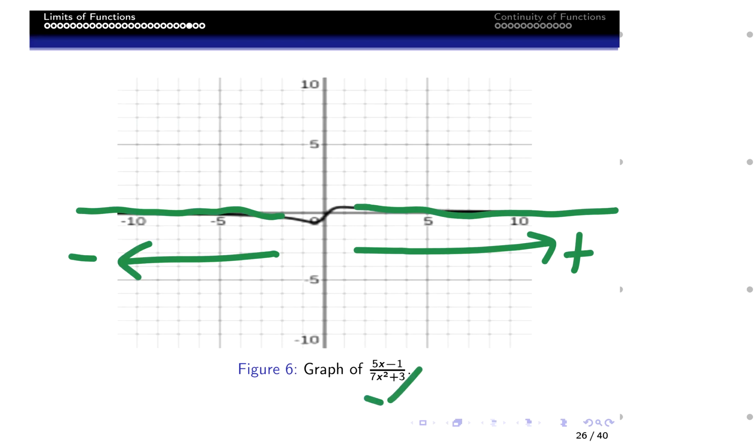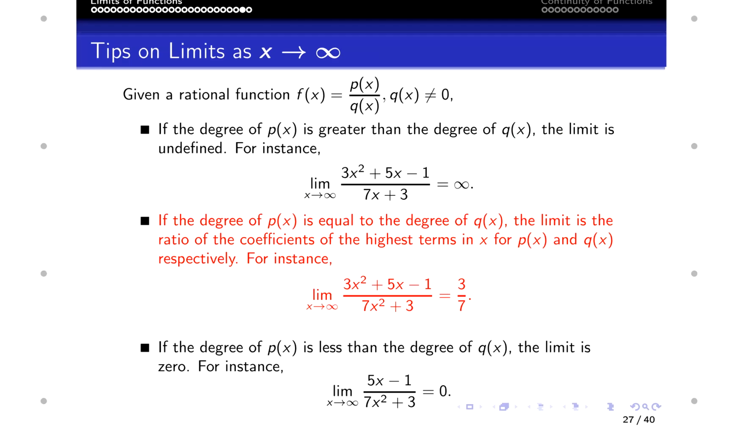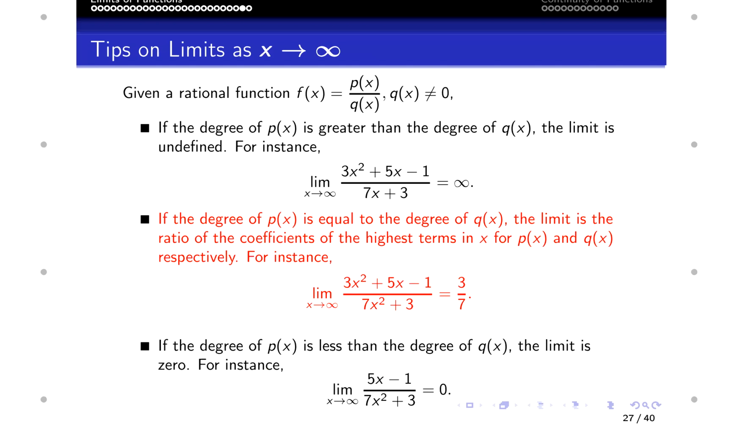Okay. So we have a summary for all these things that just happened now. So that's like some tips on limits as x tends to infinity. So given a rational function f of x equals p of x over q of x, of course q of x must not be equal to 0. We saw this before in the previous videos about rational functions, the ratio of two polynomials. Now, if the degree of p of x, that's the numerator, is greater than the degree of q of x, the limit is undefined.